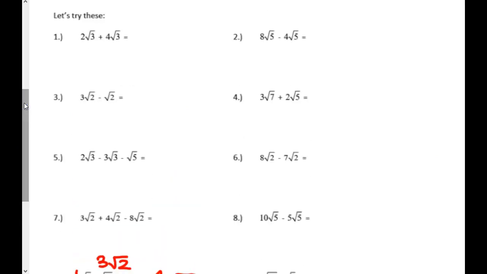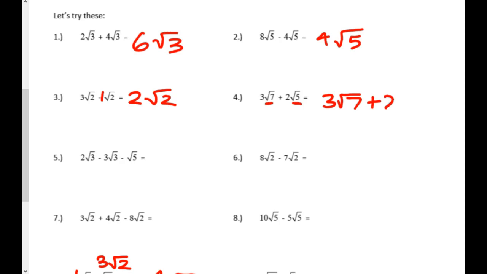So let's go over these answers. Number 1, 2 plus 4 is 6, square root of 3, right? Number 2, 8 minus 4 is 4, square root of 5. Number 3, 3 minus 1 is 2, square root of 2. Number 4, what's wrong with number 4? Different square roots. Can we combine them? We cannot combine them because they're not like terms, so we're going to just rewrite it. Only combine it if you can, and you cannot right there.